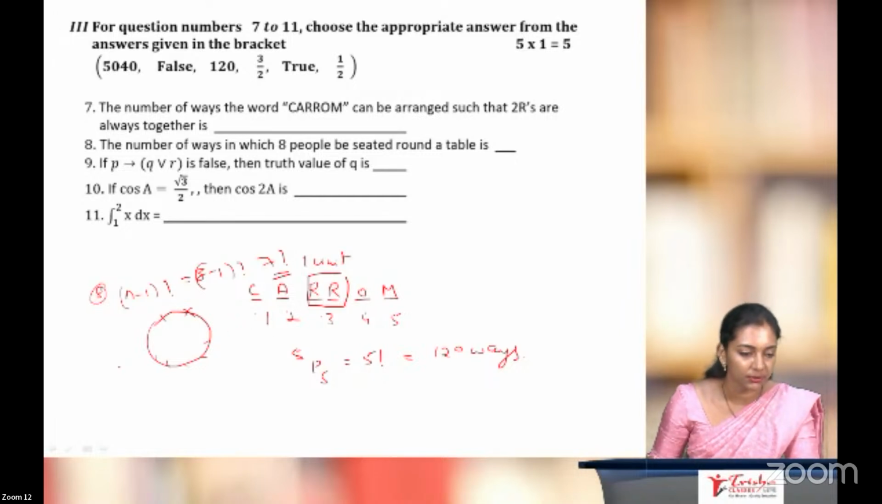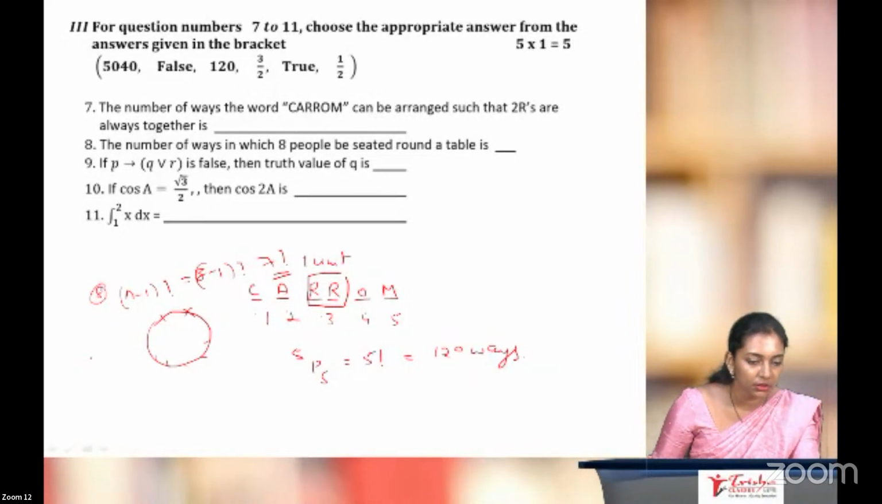Circular permutation. So the ninth question is from logic. Mathematical logic: P implies Q or R is false. Then the truth value of Q is. One second. So P implies, so implication.